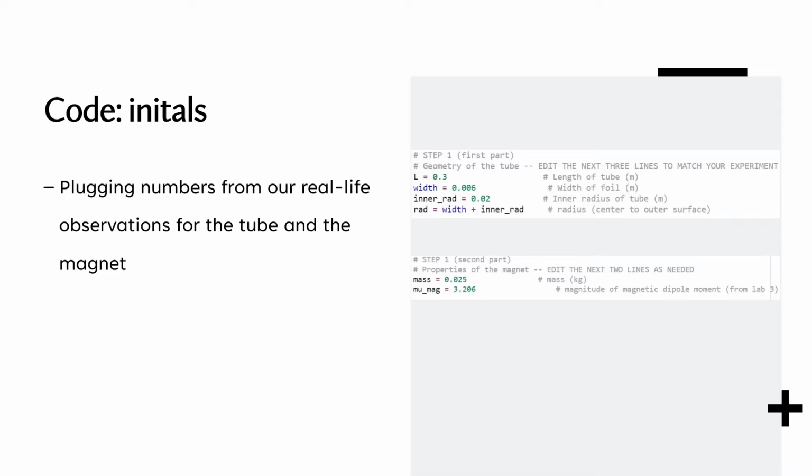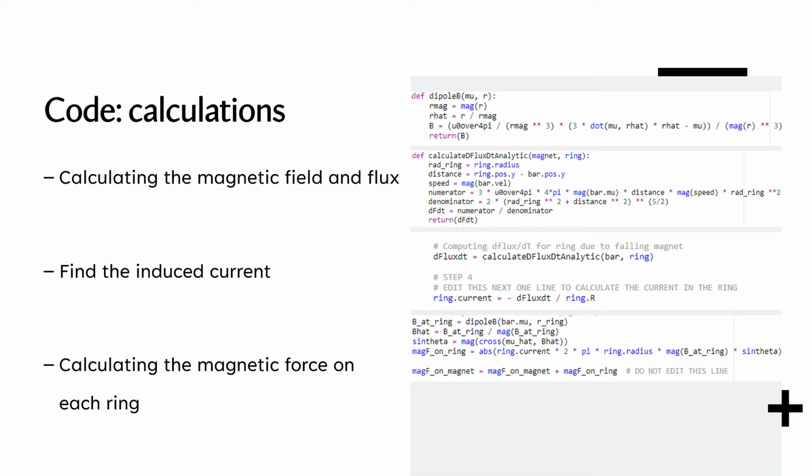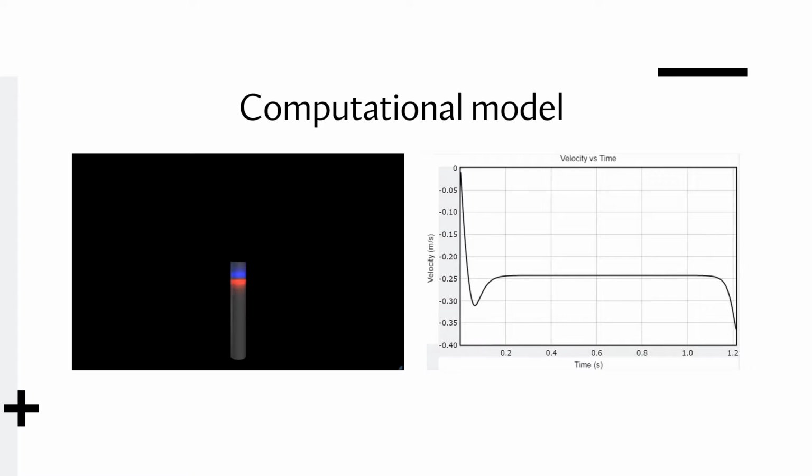For the code, we first initialized the code by plugging in the numbers of our real-life observation from the tube and the magnet. Second, we did the calculations. First, we defined the function of the dipole, or the magnetic field of the dipole, from our previous lab and plugged it in. And then we got the flux, or rather the d flux over dt, which is equal to the EMF that we use to get the induced current value. And we finally calculated the magnetic force on each ring, and we integrated those rings together to get the final value of the magnetic force on the tube.